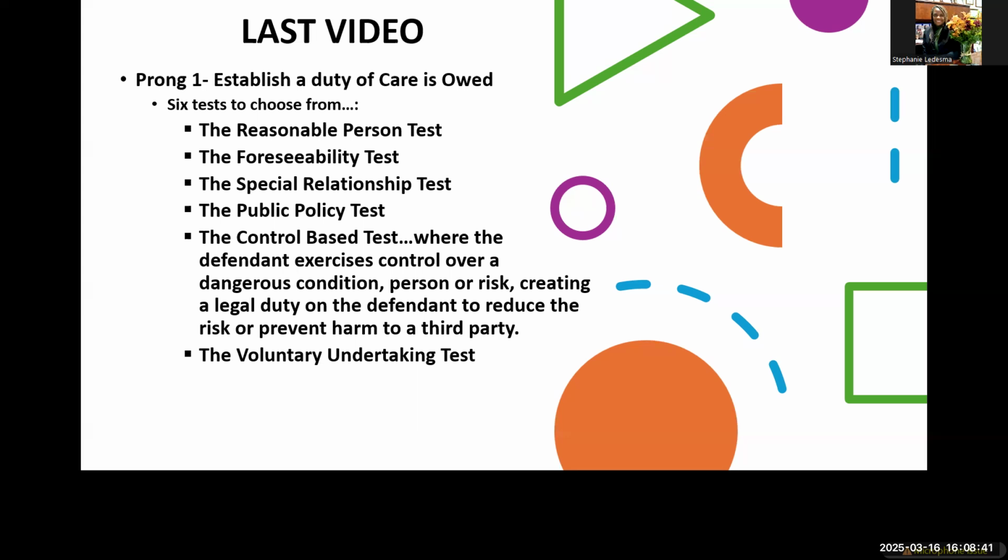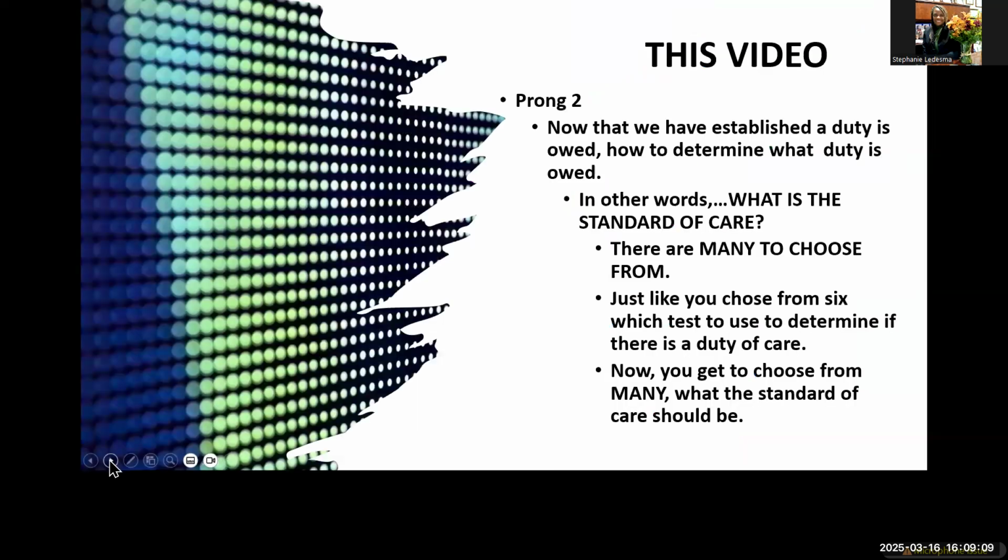But if the foreseeability test fit better, or if the special relationship test fit better, and you chose to go the easy route, which is the reasonable person test, you'll get some points, but you won't get them all. All right. But again, that's video 2, where we establish whether or not a duty of care is owed to the plaintiff by the defendant. This video is going to focus on prong 2.